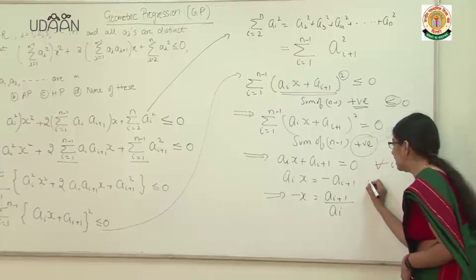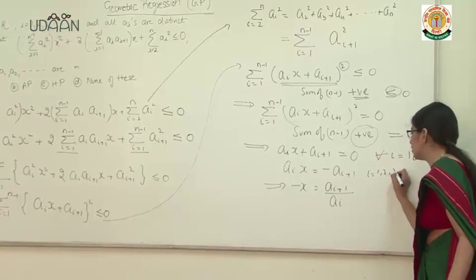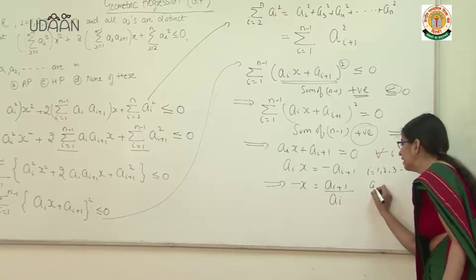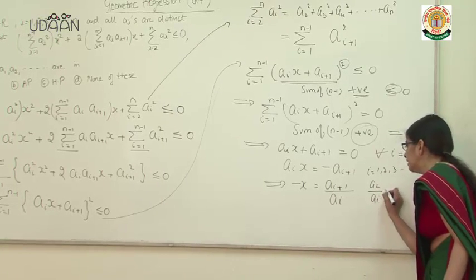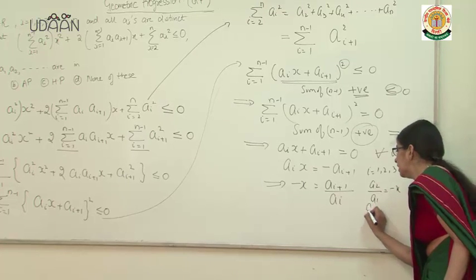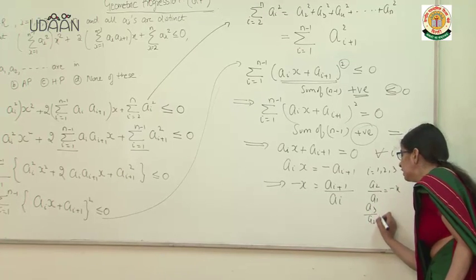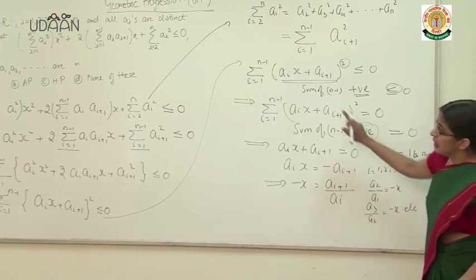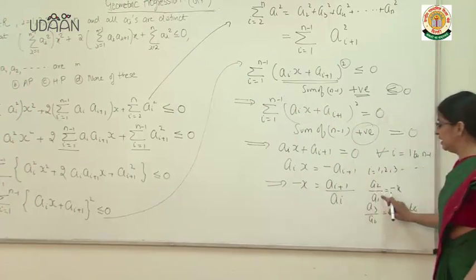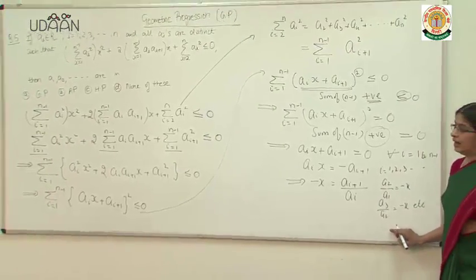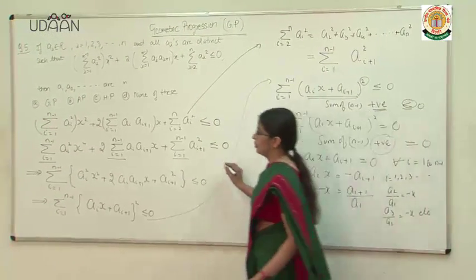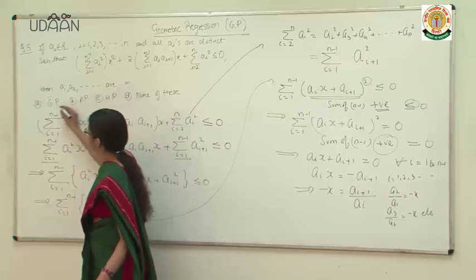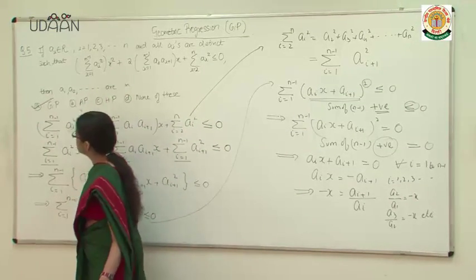Now, if you put i equal to 1, 2, 3, etc., what do we get? For i equal to 1, we get a2 by a1 equal to minus x. Similarly, a3 by a2 equal to minus x, etc. What does it imply? The sequence a1, a2, etc. are in geometric progression. Then the sequence a1, a2, etc. are in GP. Which option is correct?